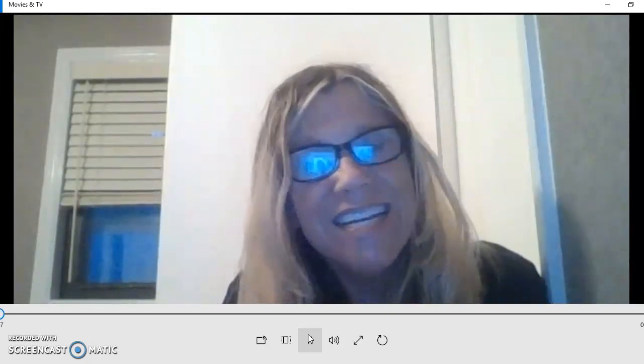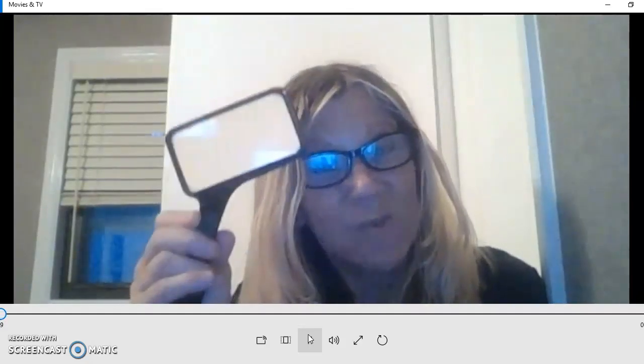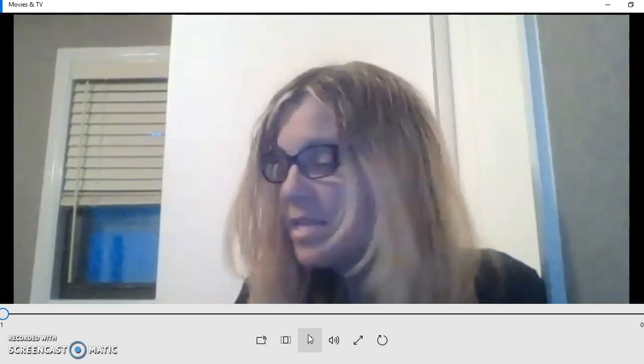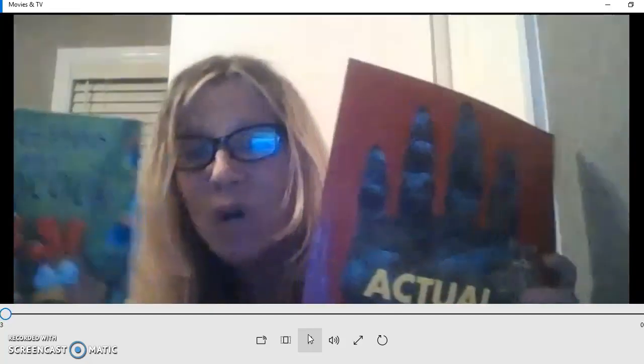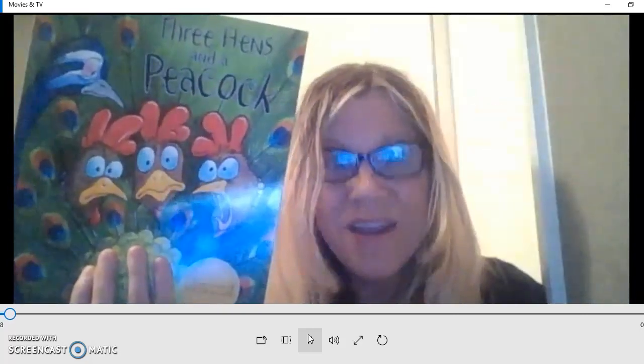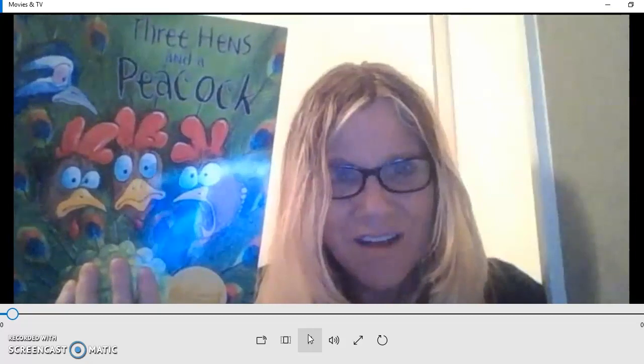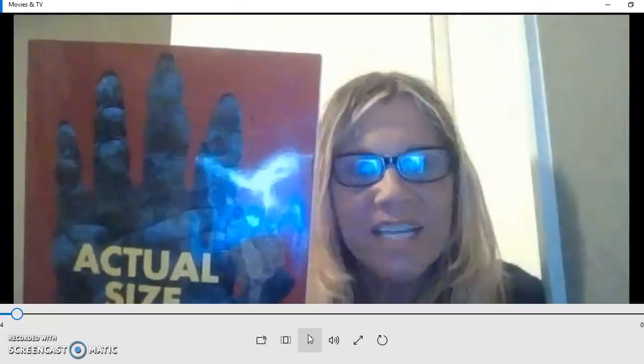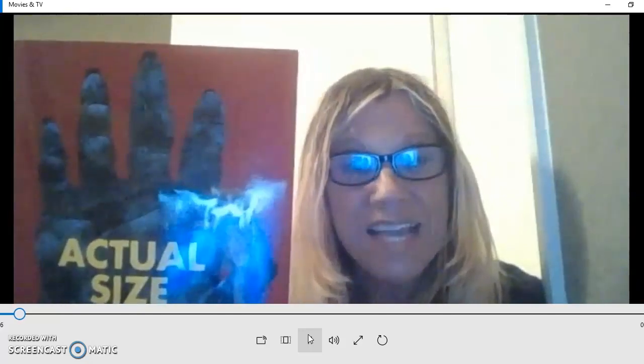It's Miss Aycock. Did you see that I was using this really big magnifying glass to figure out the difference between these books? Yeah, one is a fiction made up story, right? Because peacocks don't talk, right, Isabella? And the other one is what? Nonfiction. It has real information.